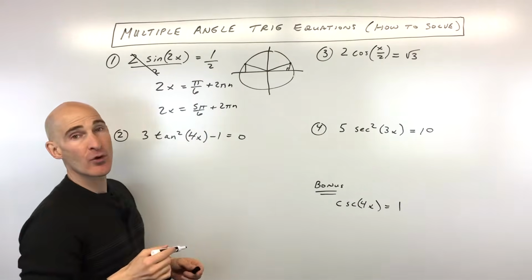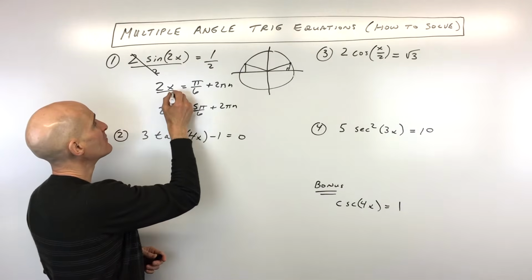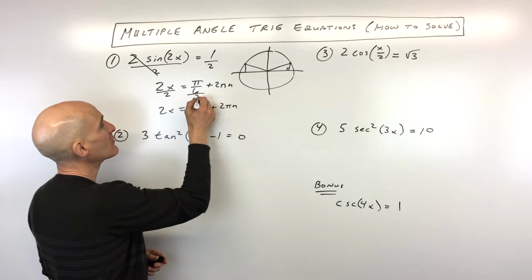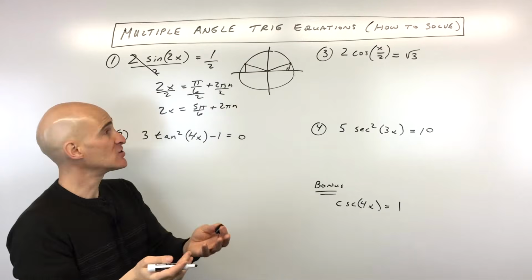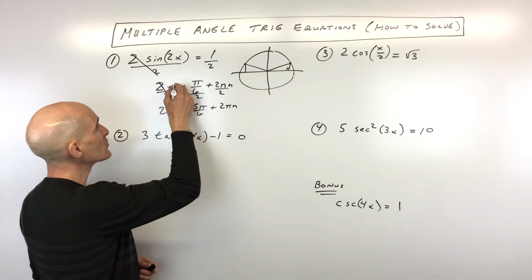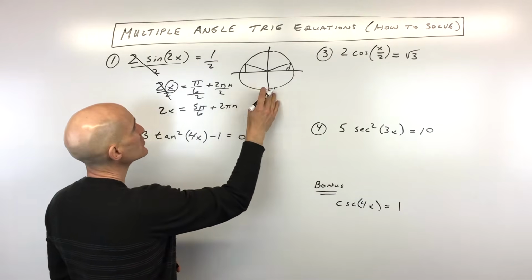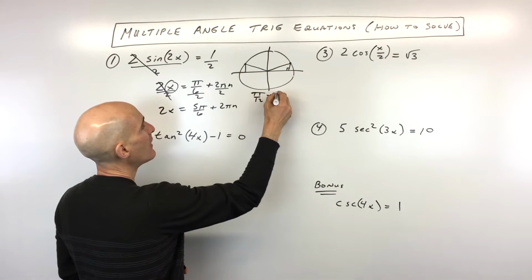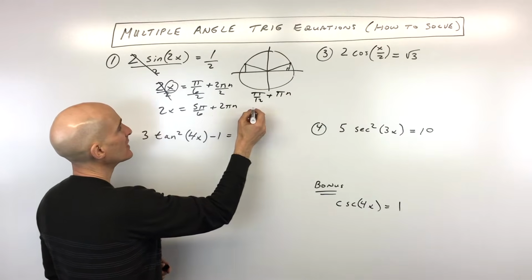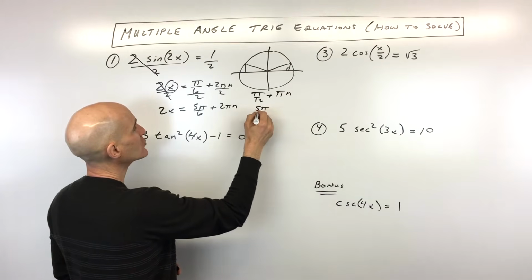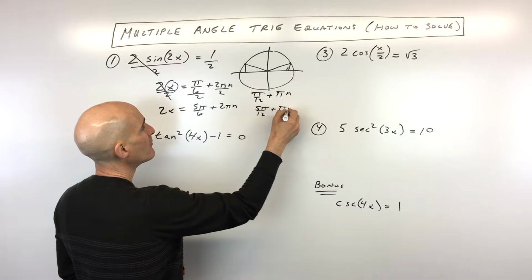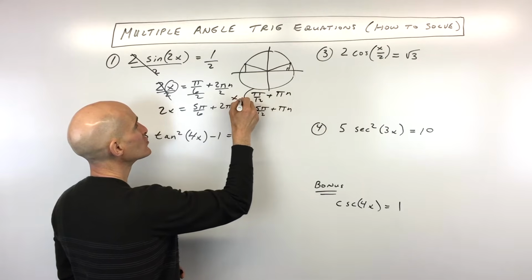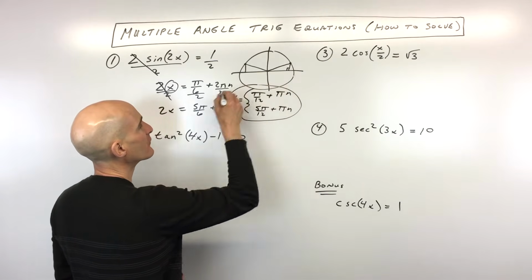We're actually solving for x. So what I'm going to do is divide everything on the left and right sides by 2. If we do that, you can see we're solving for x, and now we're getting pi over 12 plus pi n, and here we're getting 5 pi over 12 plus pi n. And that's our general solution for what x equals. So let me just circle that for us.